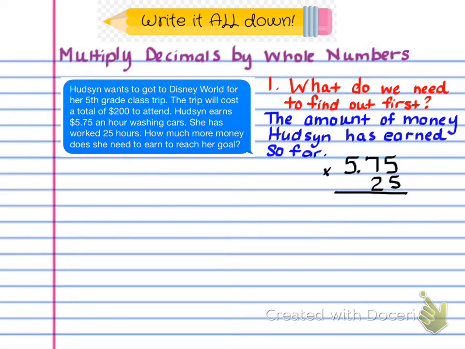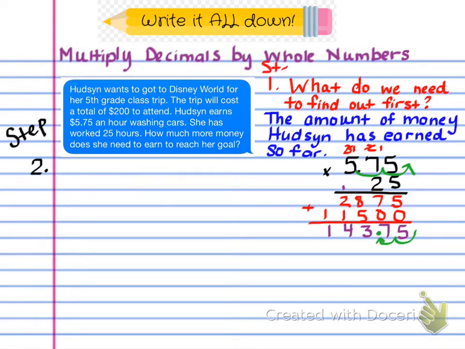So take $5.75, multiply by 25, so you'll see that there. Go ahead and multiply that out, and as you can see, you will end up getting 14375, and remember the decimal placement, 2 swoops out, 2 swoops in. So far she's earned $143.75. So now step 2 in our problem, we now need to find out how much more she needs to get to 200. Let's go ahead and write our step 2 there.